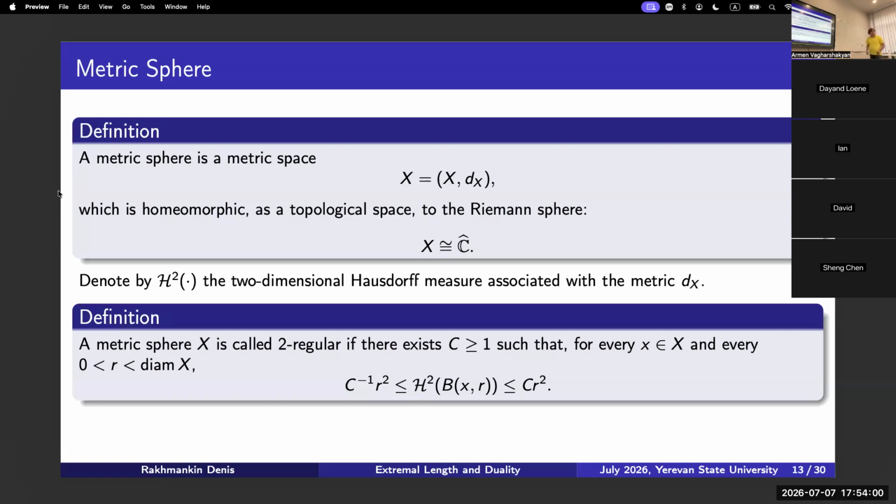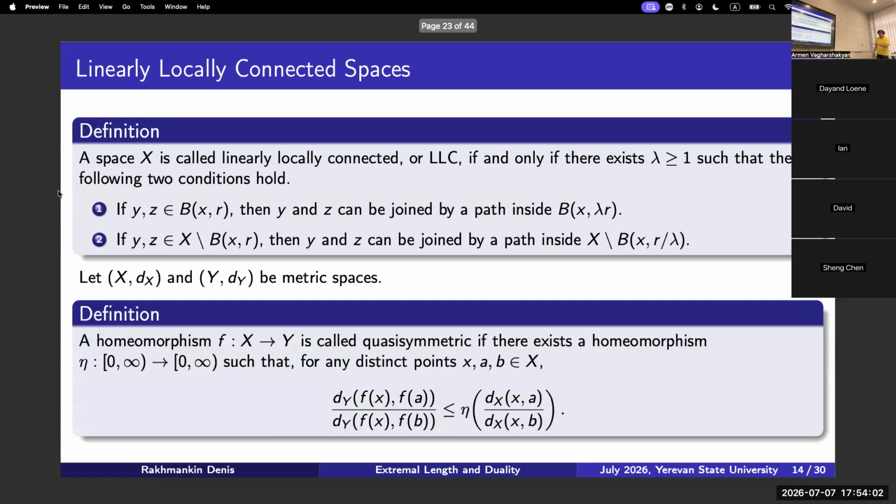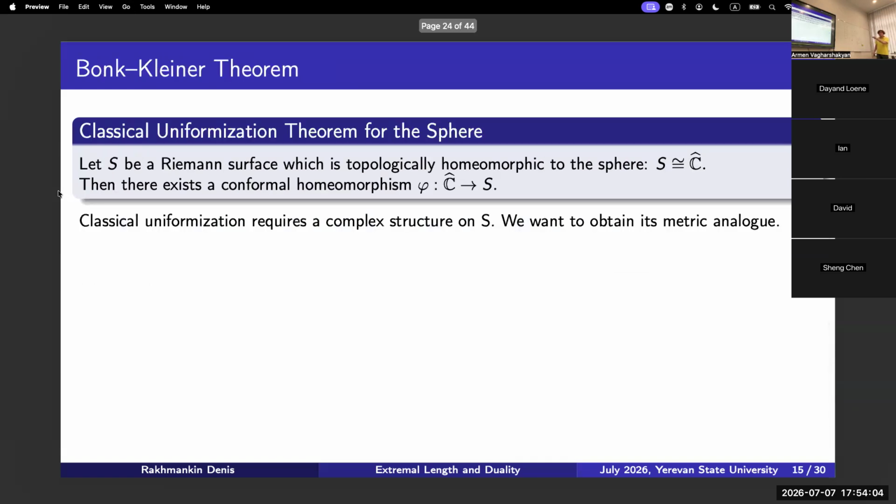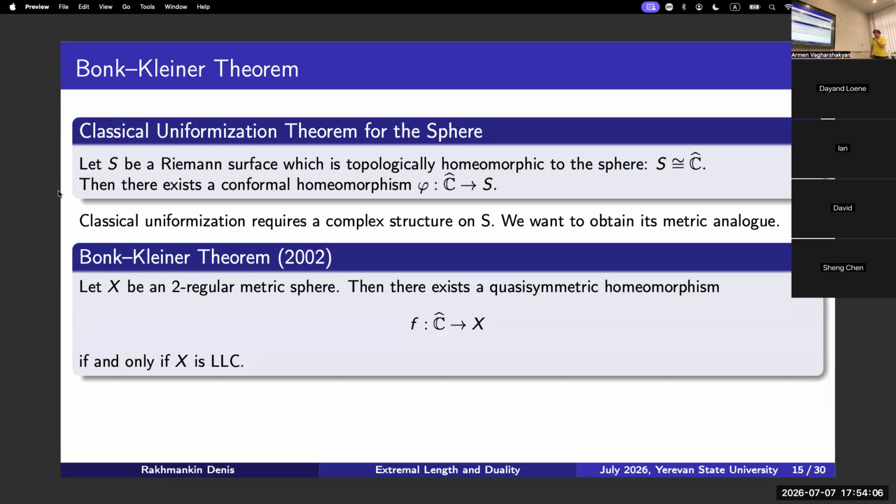I have a question for the next slide. Of course. This one? No, the next one. Formulation of the theorem. So essentially, you already have the homeomorphism between your X and C hat. Yes. And what you want to say is that it becomes quasi-symmetric. Yes. Exactly.